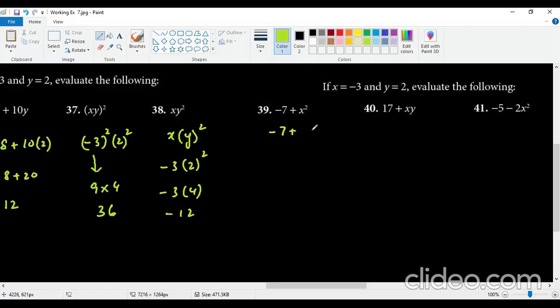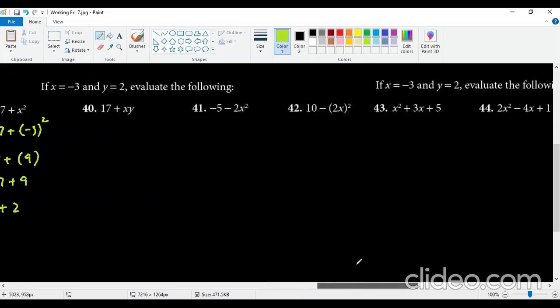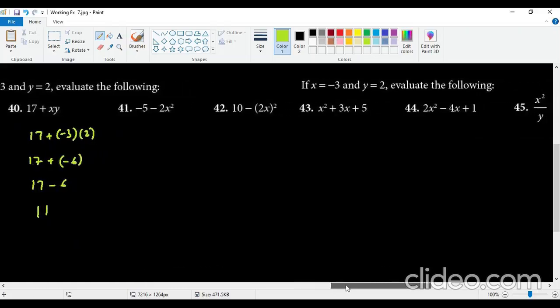Now minus 7 plus minus 3 squared. So minus 7 plus, and this is going to be a plus 9. That means minus 7 plus 9 is going to give you a plus 2 as an answer. Question number 40 is 17 plus negative 3 and 2, so that means 17 plus minus 6, that means 17 minus 6 is going to give you an 11 as an answer.